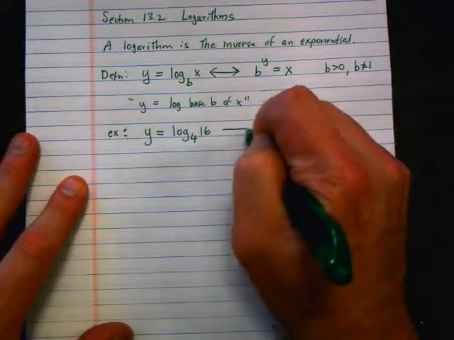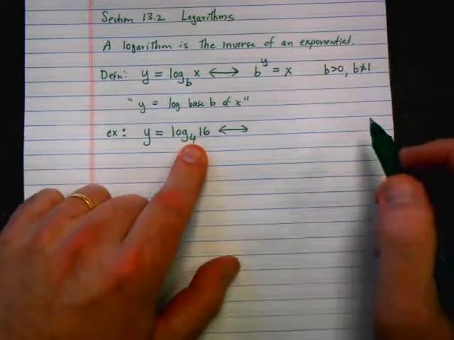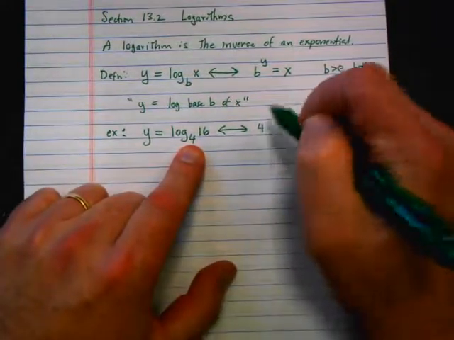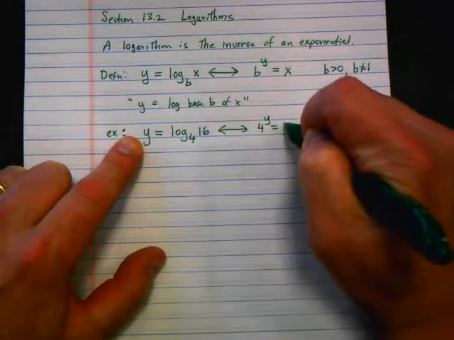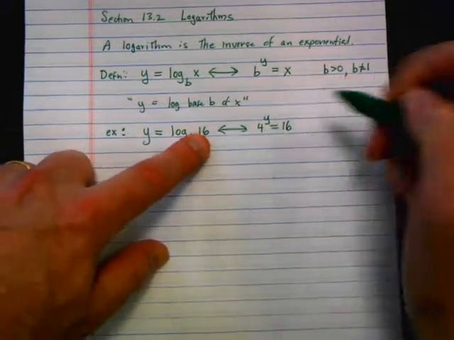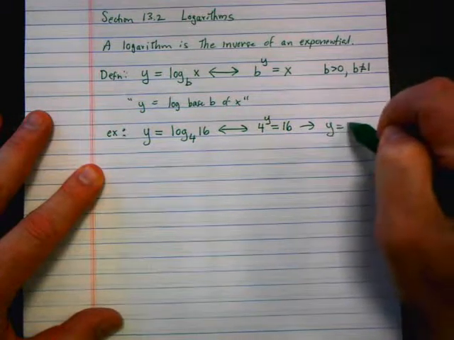So this would be rewritten as an exponential. Rewriting this as an exponential, b is the base, so we would have 4. Y becomes the exponent, equals the x number, which is 16. So what number does y have to be? Y has to be 2.